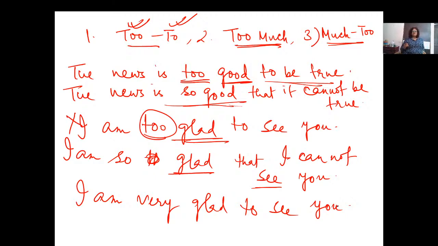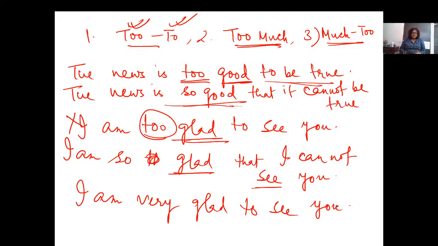Guys, it is clear or not? Please let me know. Please tell me. If it is not clear, I am repeating again and again, but it must be clear. Then we will go to too much and much too. Clear? Mohana, Suma. So "too" always takes a negative word and "very" always takes a positive word. That is the most important part.